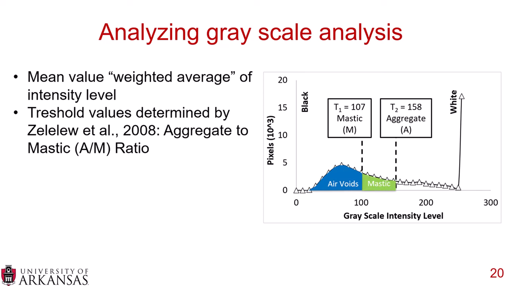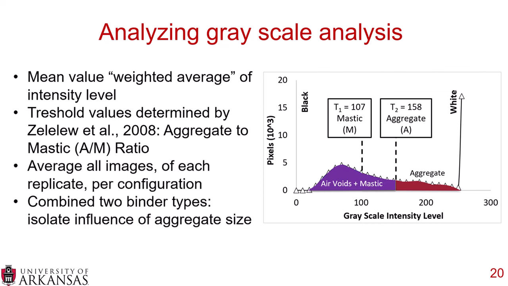Anything between 107 and 158 could be considered mastic, and anything above 158 could be considered aggregate based on a grayscale intensity level. So this is what Zalou et al. established as the three different regions of the grayscale curve. And what we did is we combined the air voids and mastic, and this is what we called the A/M ratio. So when we start talking about the A/M ratio later on, this is the air voids plus the mastic, and it's everything below 158 grayscale. And then we assumed everything above 158 was simply an aggregate.